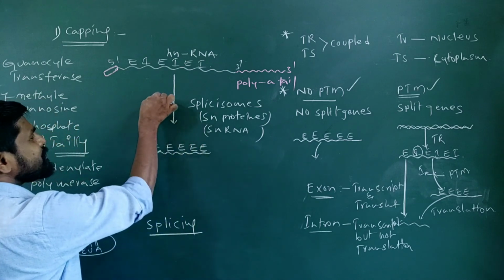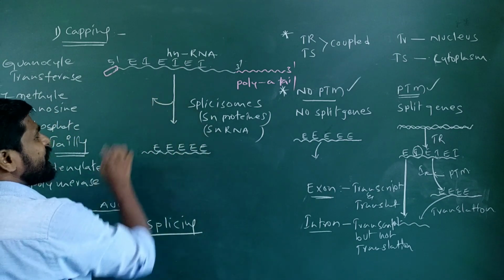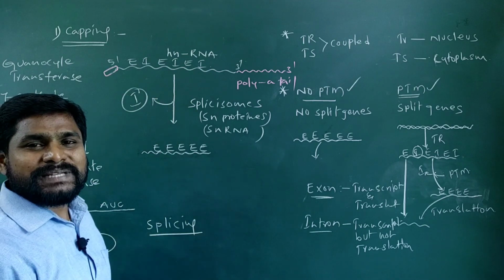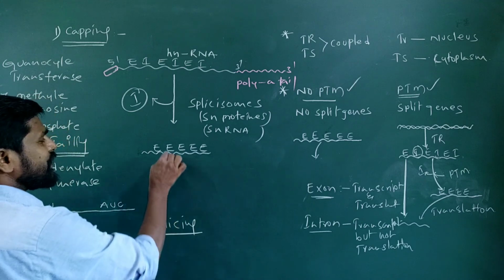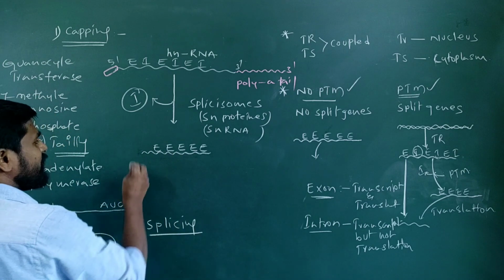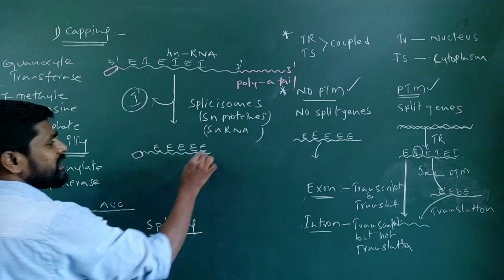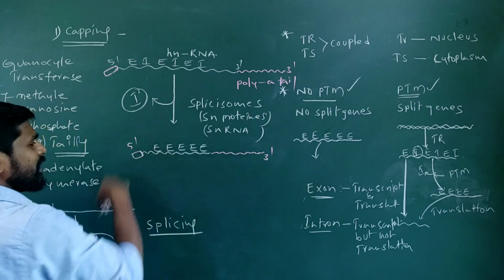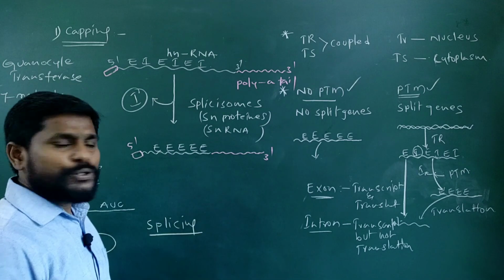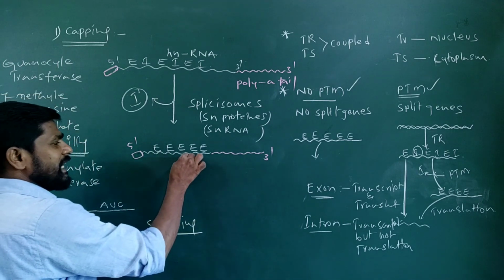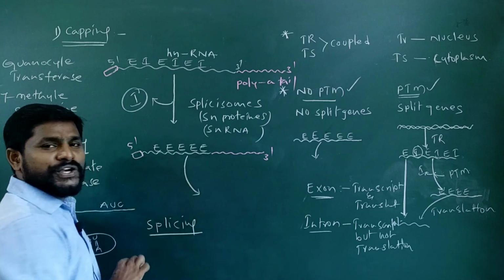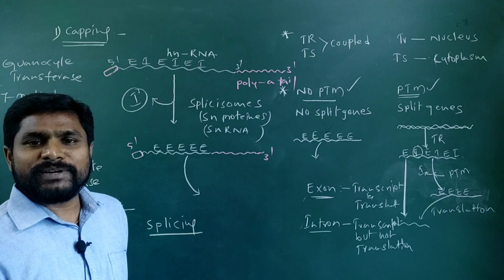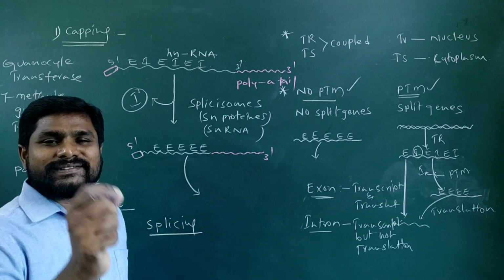What happened here? These spliceosomes excised or removed the introns from this primary RNA transcript and made this primary RNA transcript into a matured functional mRNA molecule with a cap and a polyadenylate tail at the 3' end. Thus formed matured functional mRNA is transported out from the nucleus into the cytoplasm to be involved in the next event of the central dogma of molecular biology, translation.